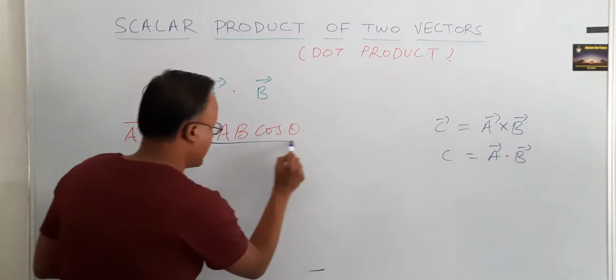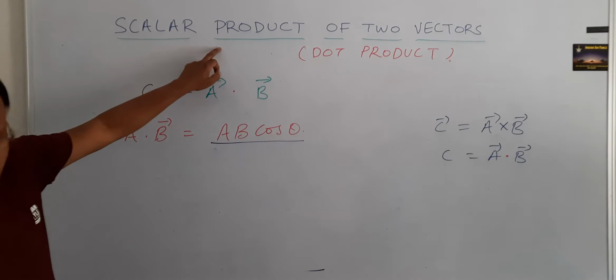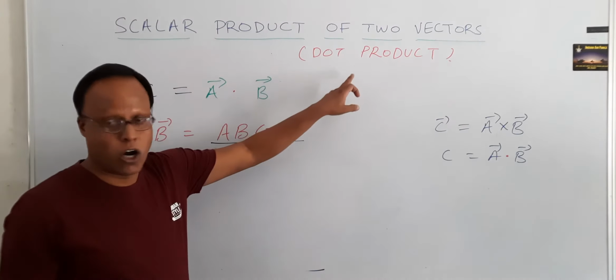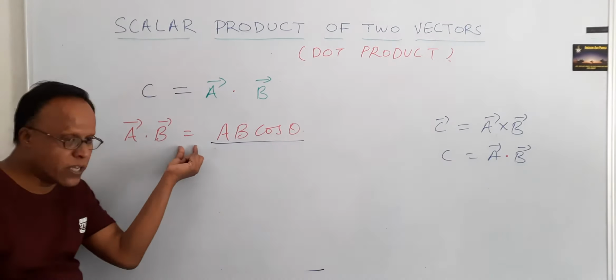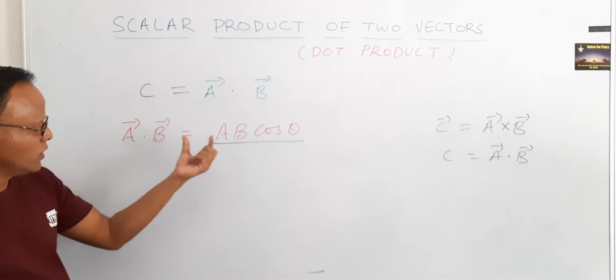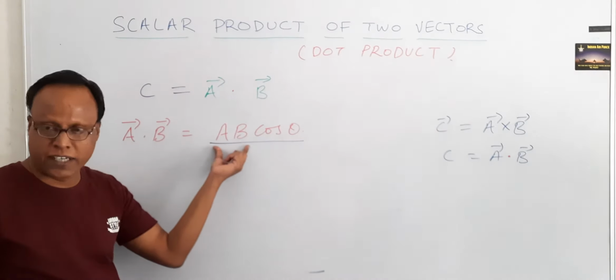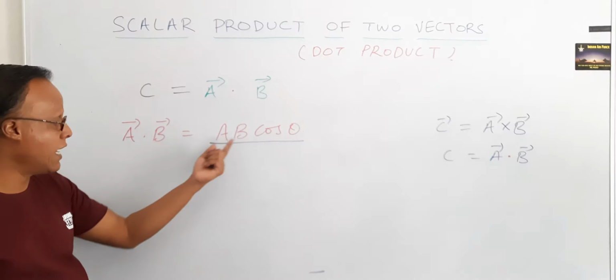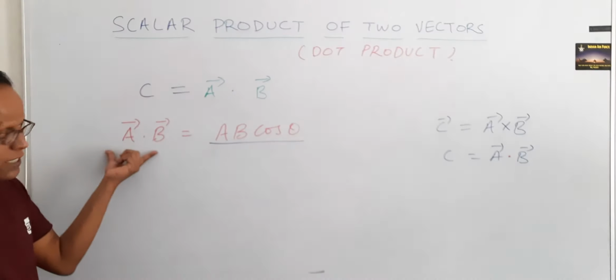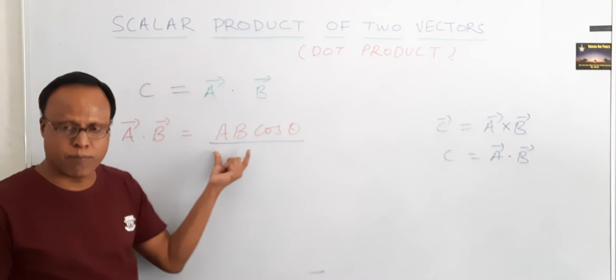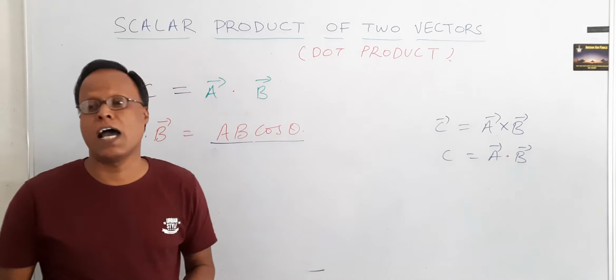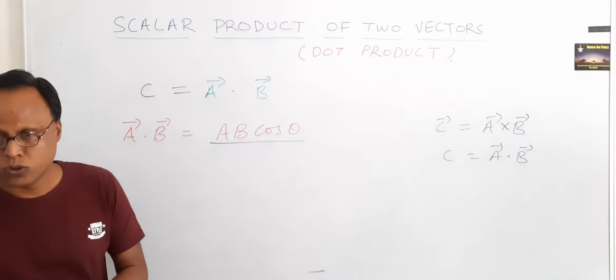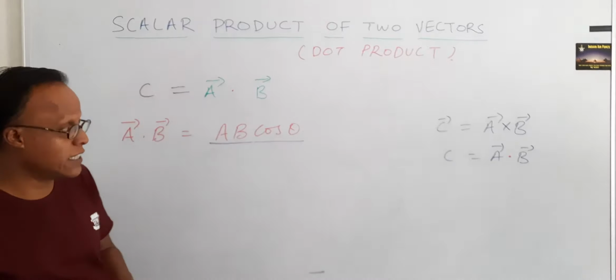From here you have to make the definition. So what will the definition be? Look, scalar product or dot product of two vectors is numerically equal to the product of their magnitudes. A and B are the magnitudes of the vectors. So the product of their magnitudes to the cosine of the angle between them.